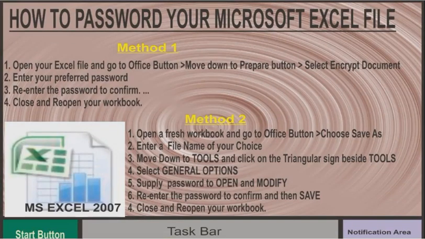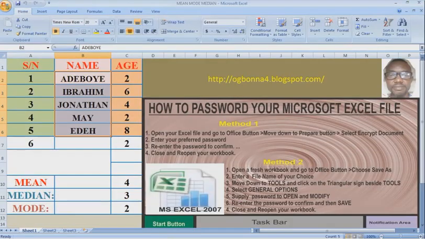How to protect your Microsoft Excel workbook with a password. To protect your file with a password is to prevent unauthorized access to your file. There are basically two ways you can achieve this, and I will use Microsoft Excel 2007 in this example.